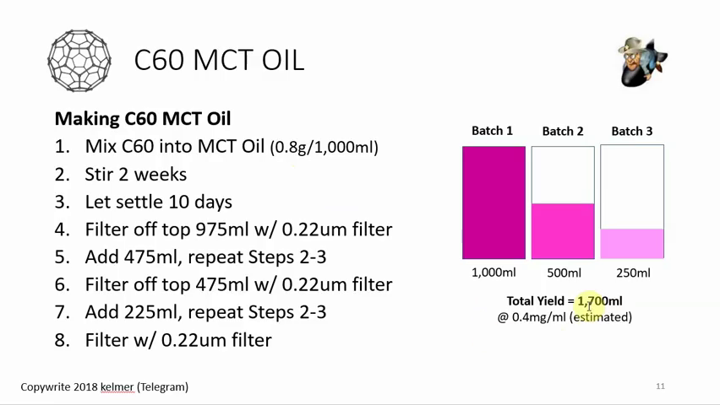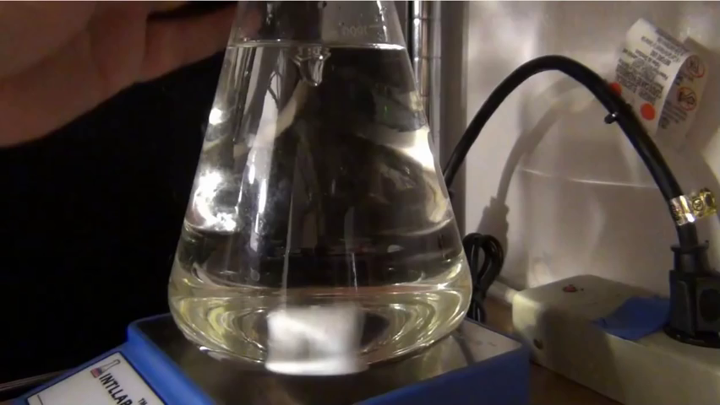it comes out that you end up with 1,700 milliliters of C60 MCT oil if you go with the standard rat study approach. And the estimate, and this is something that I'm guessing, some of the other folks on the chat room are guessing, is that the estimated saturation of C60 in MCT, because of this effect where it doesn't hold well, is about 0.4 milligrams per milliliter, and that's our guess right now because it's almost impossible to measure. And so let me show you how that looks when I did it at home.